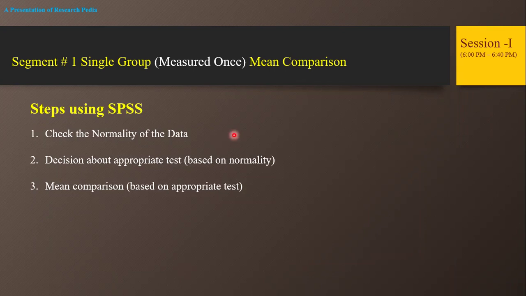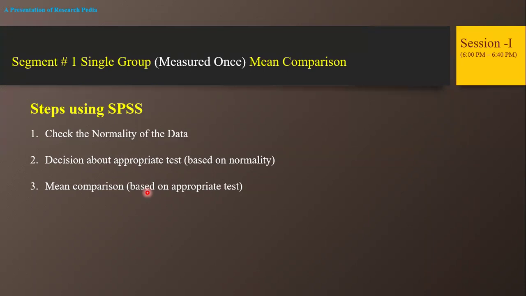I was telling you what the SPSS procedure is while analyzing a single group analysis or mean comparison. There are three steps involved. The first step is checking the normality of your data. The second step is, on the basis of normality, deciding what appropriate test you need to apply. If the data is normal, the test will be different from the not normal data. Then, on the basis of that test, you will estimate the mean comparison. So first is normality, second is appropriate test selection, and third is the mean comparison.